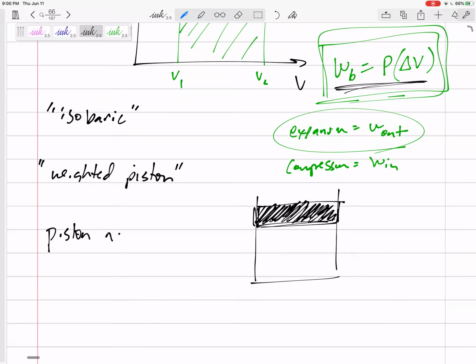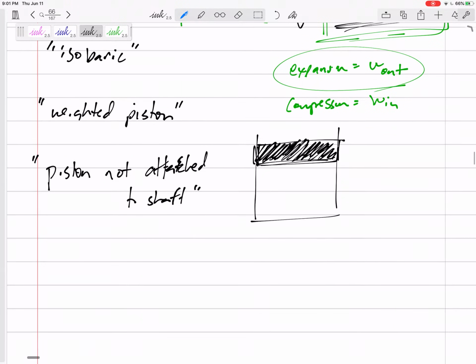A piston not attached to a shaft, okay? If there's a shaft right here, then it might be changing. It might be getting harder to push it up. It might not be constant pressure, but a piston not attached to a shaft is a constant pressure process.